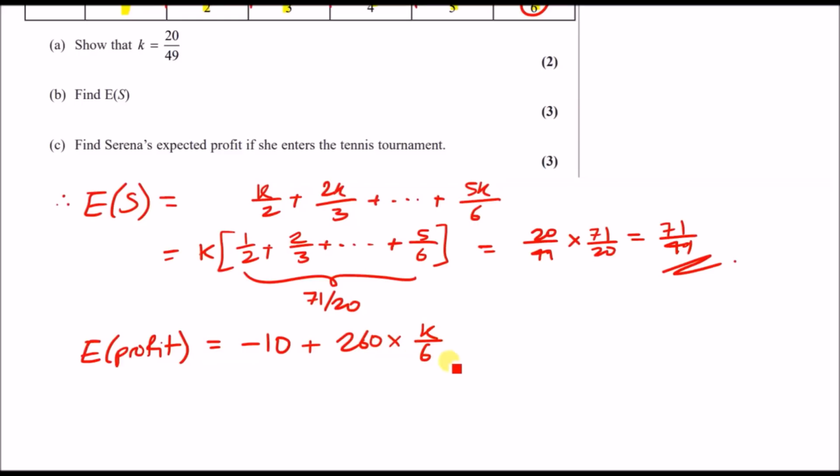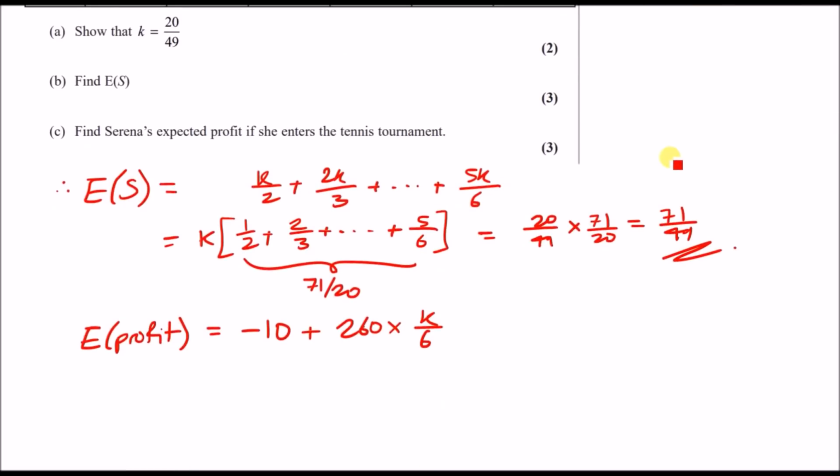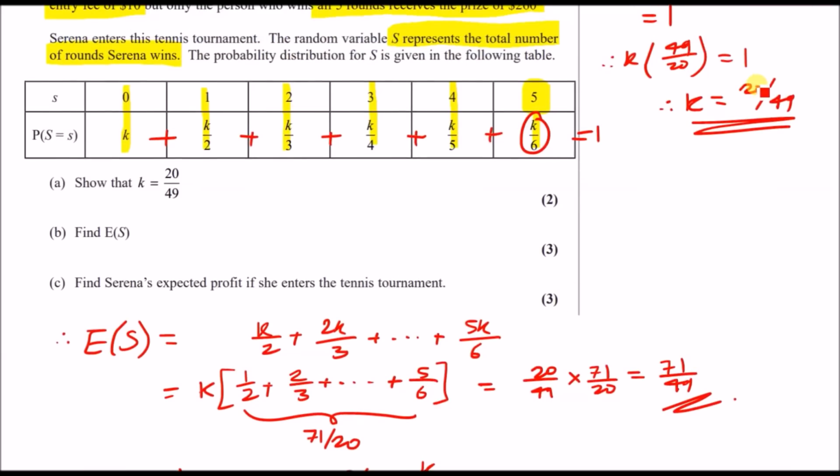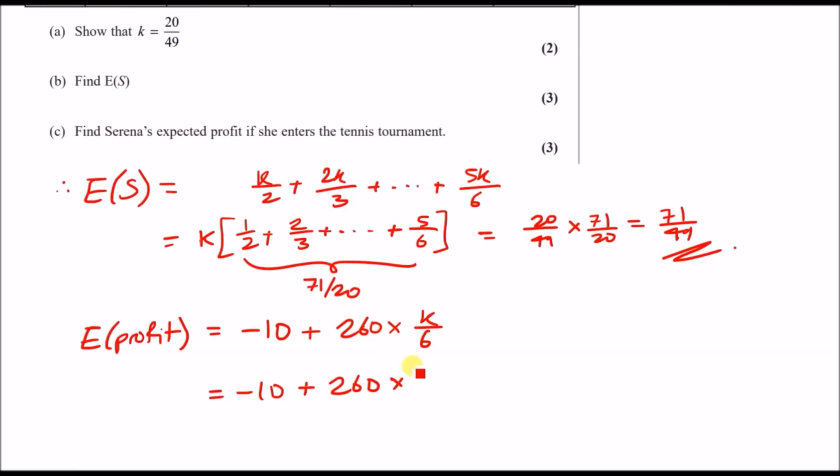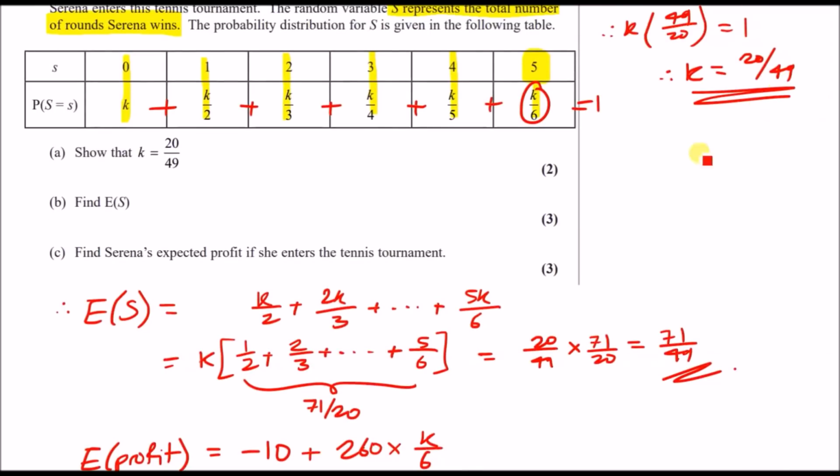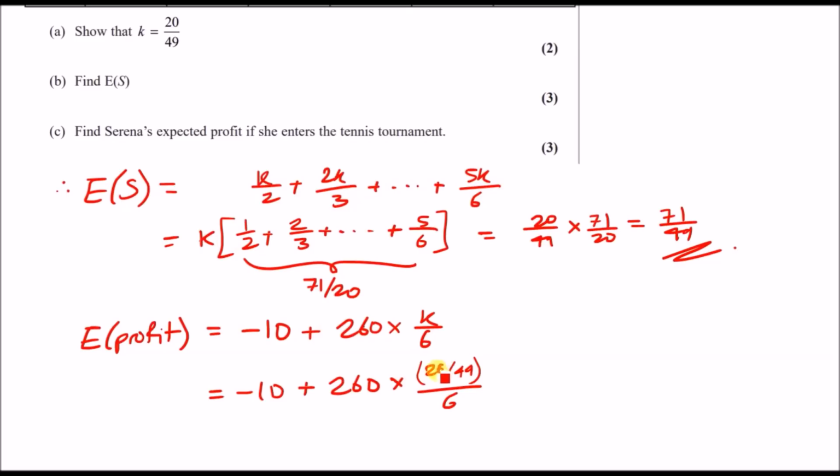Once again, we know what the value K is. K is 20 over 49. So to sum this up, it would be -10 plus 260 times, and because this K is on the top, it would be this over 6. So 20 over 49 over 6. Okay, that's 20, right? Yep, that's 20. And then putting all of this in the calculator, your expected profit in dollars should be $7.69. And that's it. That's the first 3 done.